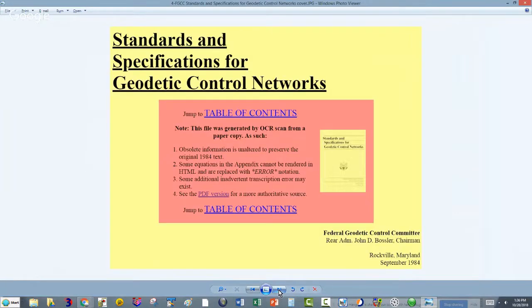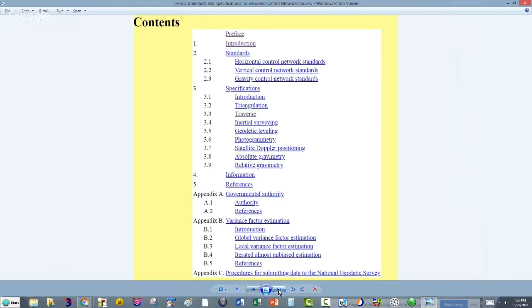If you're interested in the historical accuracy standards and specifications that were used during the days of triangulation, I've given you this link, and at that link you can actually download a PDF version of this document. Here's the table of contents. If you have any interest in learning how triangulation was performed, traverse, geodetic leveling, etc., it's all in this document, along with lots of other information.